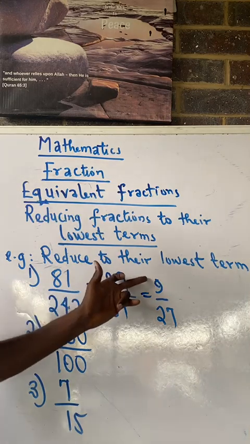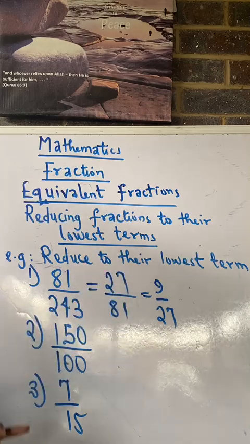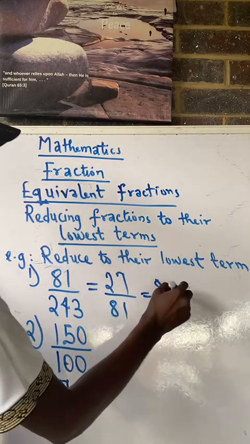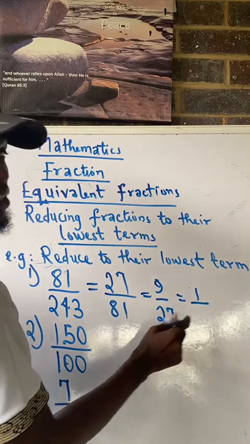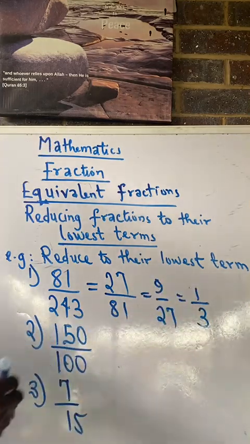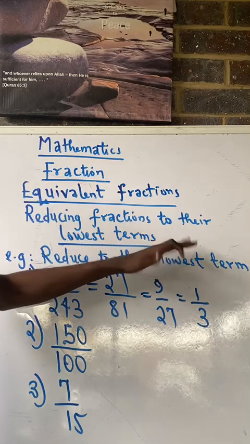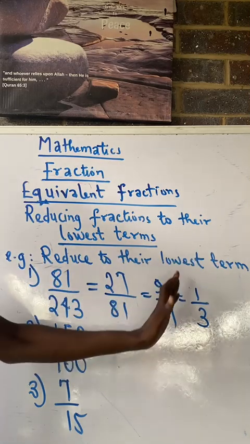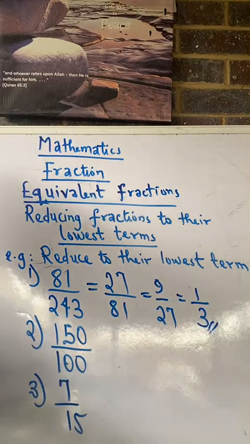And finally, 9 can go in both of them. Even the children can do this now. So 9 in 9 will give me just 1, and 9 in 27 will give me 3. So definitely, at this point, nothing more can go except 1. So at that point, we conclude that this is the lowest term, and nothing can go any longer.